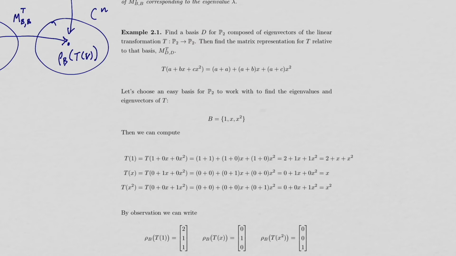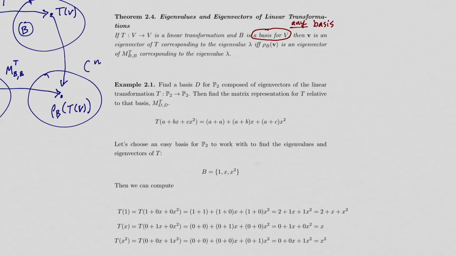Well, the first thing we need to do in order to find this basis is to find the eigenvectors of the linear transformation. The theorem we just saw says that the eigenvalues of this matrix for T will be the same as the eigenvalues for T. Once we have the eigenvalues for T, we can get the eigenvectors for T. How do we do that? We need a basis B. And notice it just says here in the theorem that B is a basis. It doesn't say that it has to be a particular basis. So we can choose any basis that we want for V.